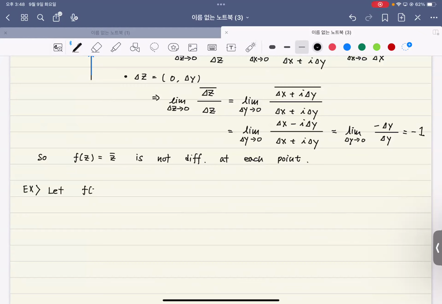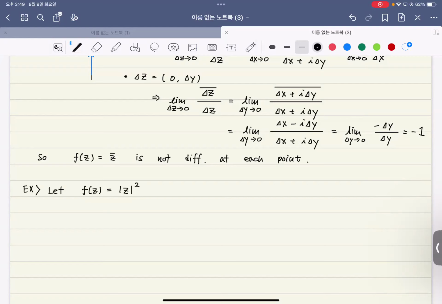What about this? Well, actually, precisely speaking, this is not a complex valued function, but this is a complex valued function, but at the same time, this is a real valued function. So this function is nothing but taking the modulus of the input value, right? That's it.